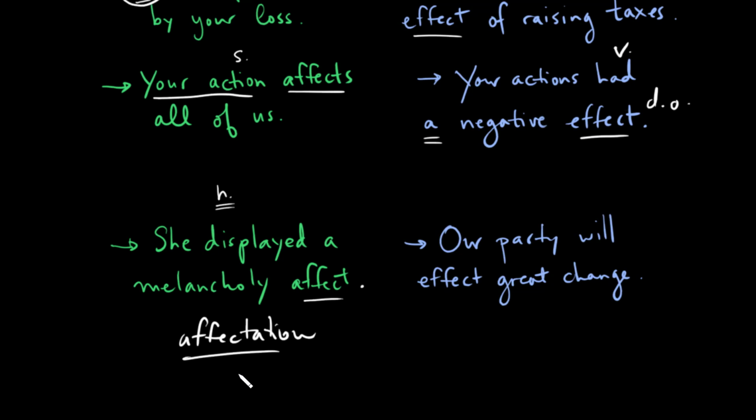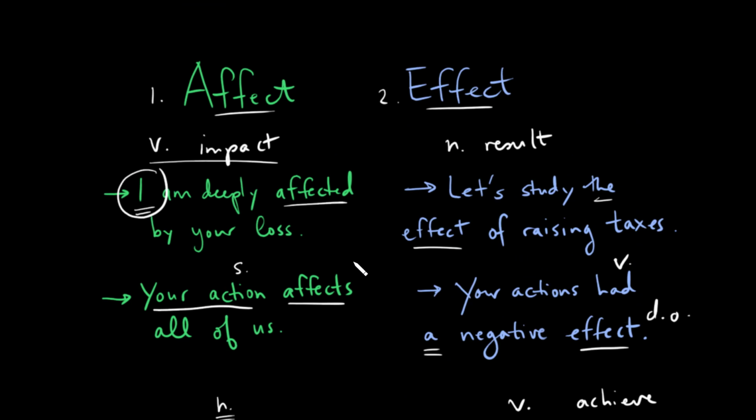And then the last one here is effect used as a verb. And the only time that you would really use that is to mean something like to achieve, or bring about, or cause, or create, or make. And it's often used with this word change. So you might say something like, our party will effect great change. Effect change. And here effect really means to achieve, or to bring about, or to make. And that's the only time that you would use effect as a verb. So most of the time then, if you ignore these two exceptions, we're going to use affect as a verb and effect as a noun.